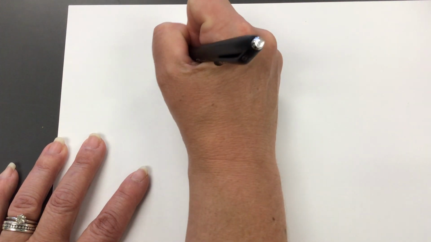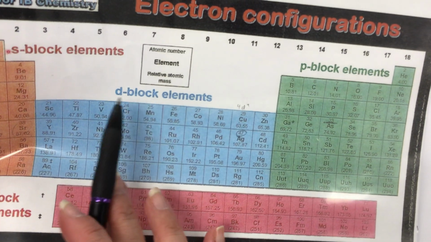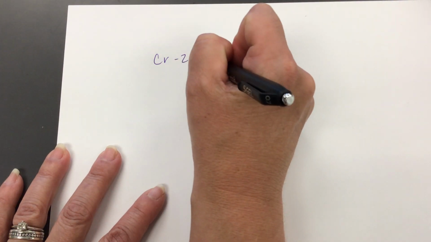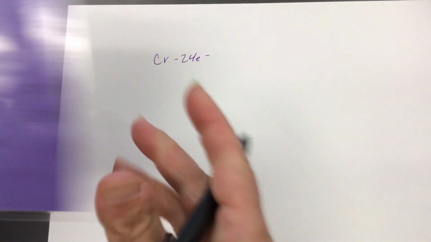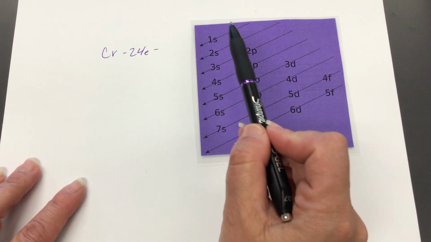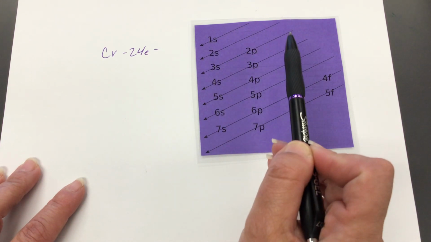So the first one that we're going to do is chromium. So I'm going to write a Cr on my paper. I'm going to find it on here. Chromium has atomic number of 24, so that means it has 24 electrons. I always write that out first. And then I'm going to use this tool right here, okay? So what this is going to do is I'm going to fill these as I go. So I fill this, then I fill this one, and so on.